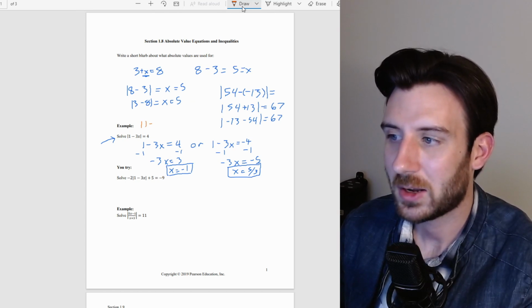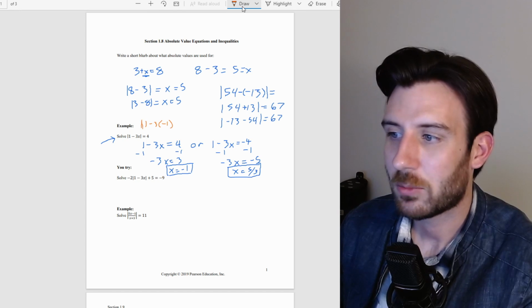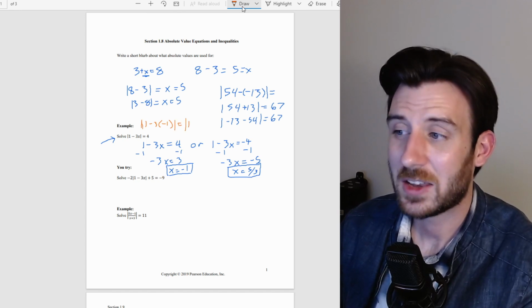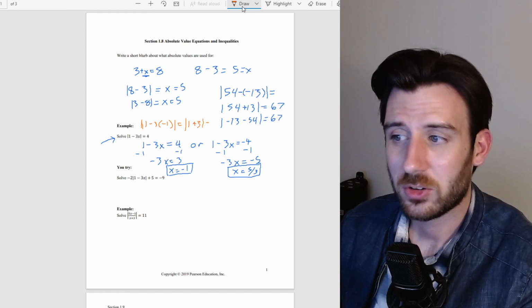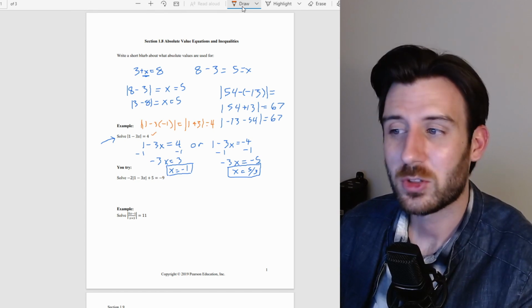We have the absolute value of 1 minus 3 times negative 1. That's the same thing as the absolute value of 1, and then negative 3 times negative 1 gets me a positive 3. So 1 plus 3 is equal to 4, and the absolute value of 4 is 4. So there we are. That's a good check. Let's do the exact same thing with the other one.